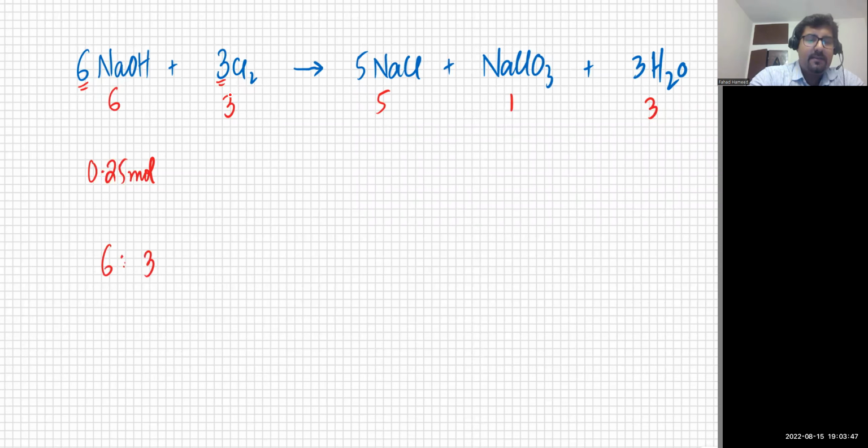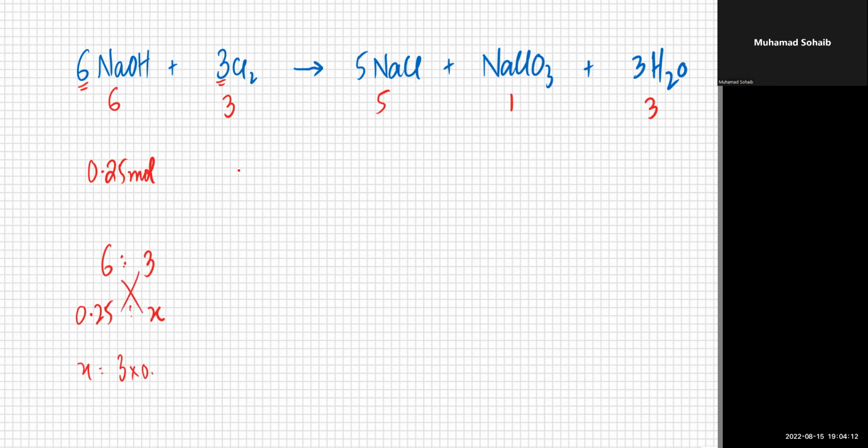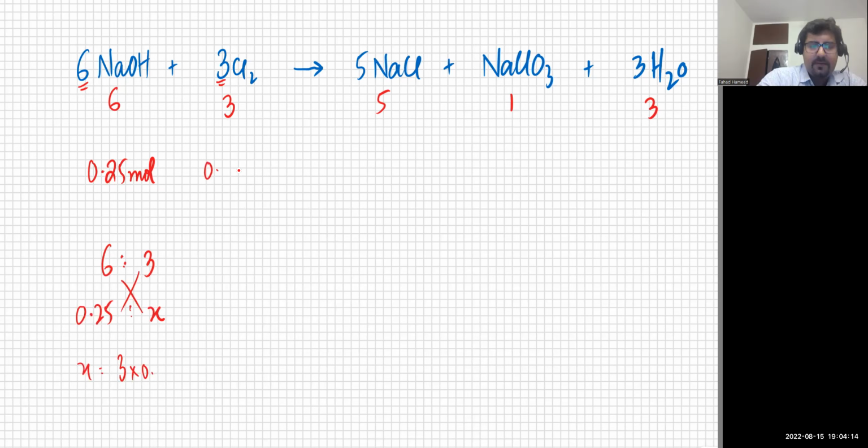6 reacts with 3. So 0.25 moles should react with how many Cl2s? That's going to be X. 6 reacts with 3. 0.25 should react with how much? That's X. That's a basic expression. It's going to be 3 into 0.25. 0.125. Yes. So I'm getting 0.125 moles.